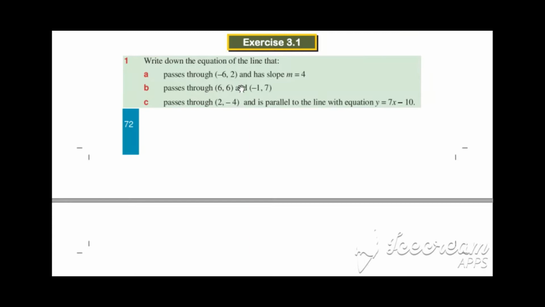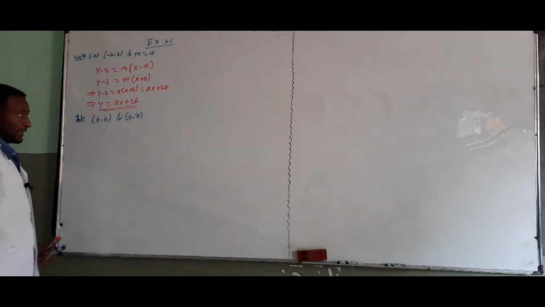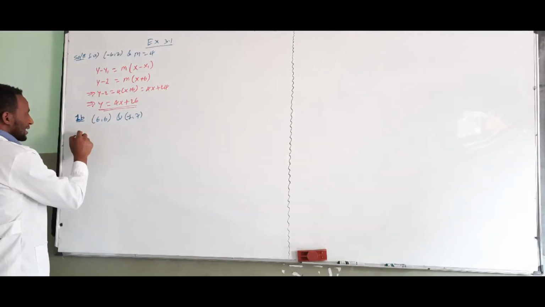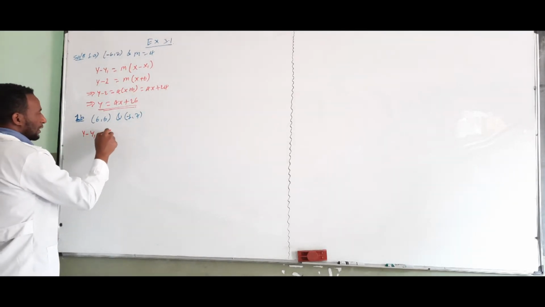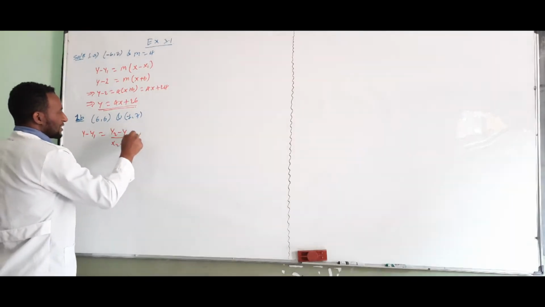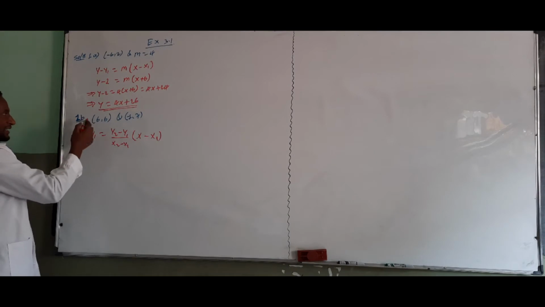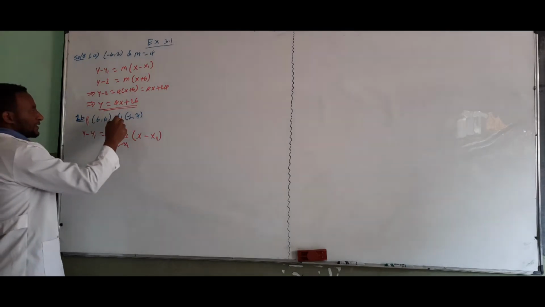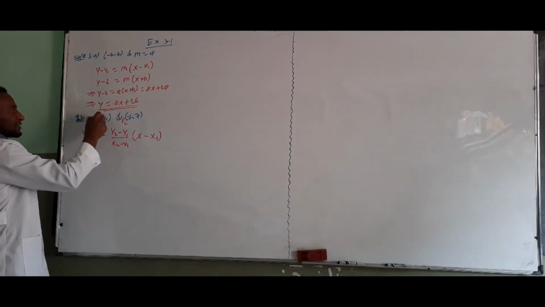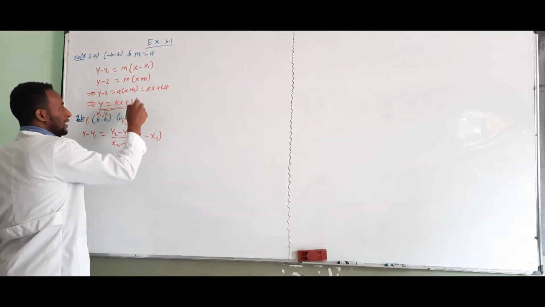If two points are given, we find the equation of the line that passes through these two points as y minus y1 is equal to (y2 minus y1) over (x2 minus x1) times x minus x1. Let us take this as point 1 and this as point 2. We can take the first entry as x1, y1 and the second point as x2, y2.